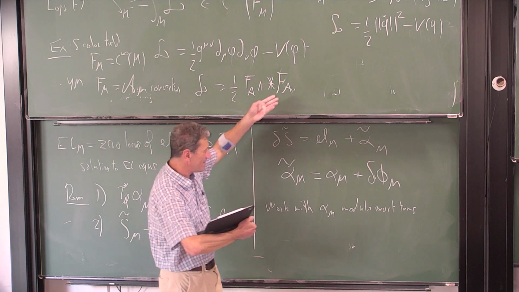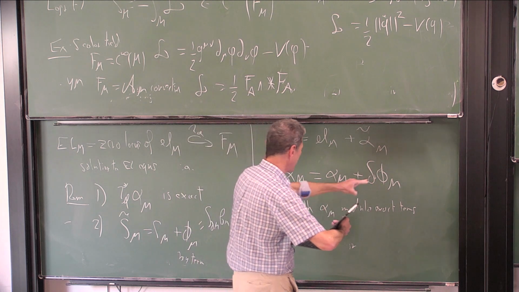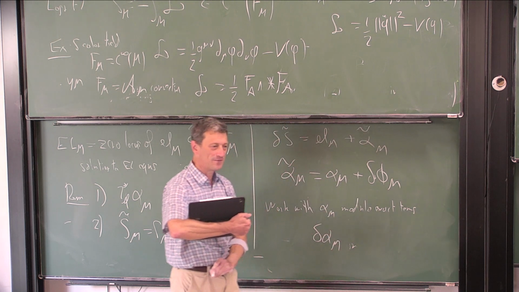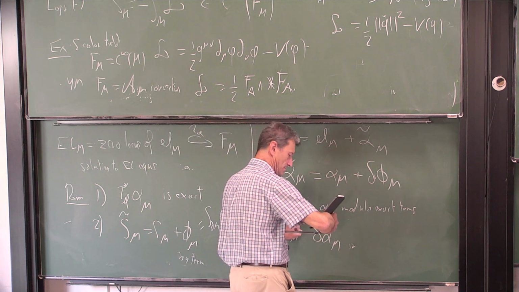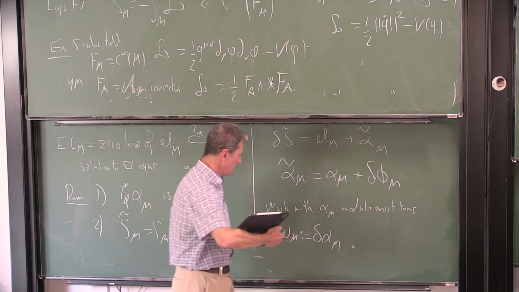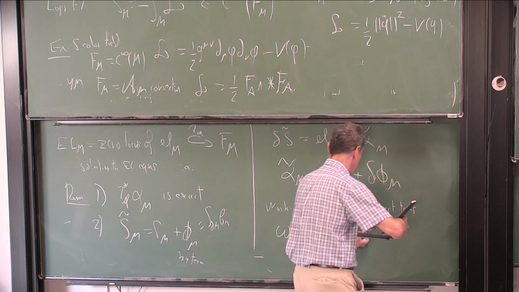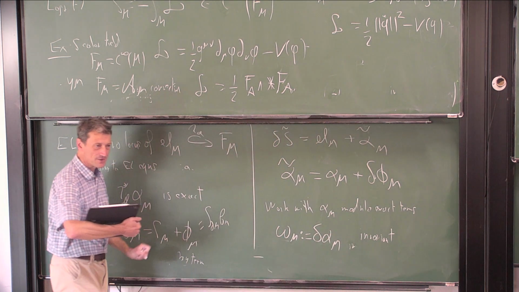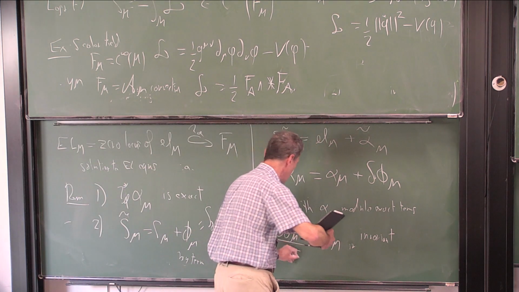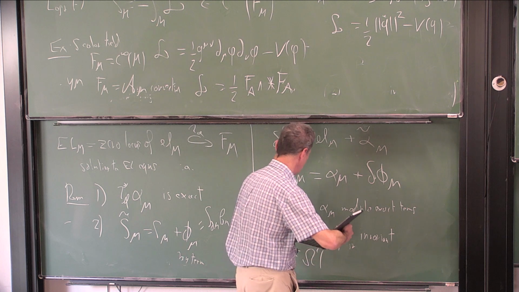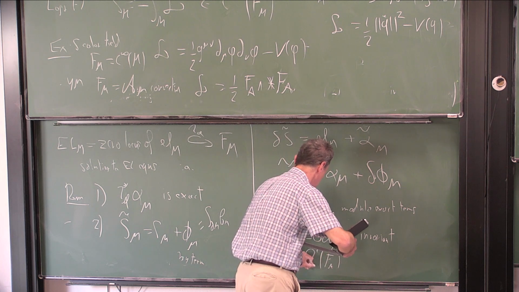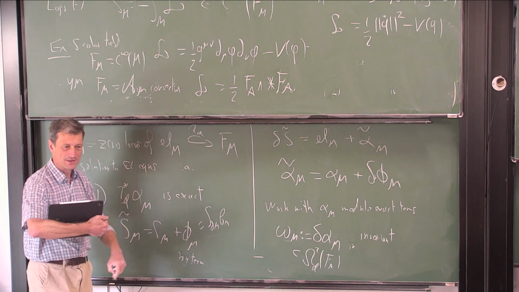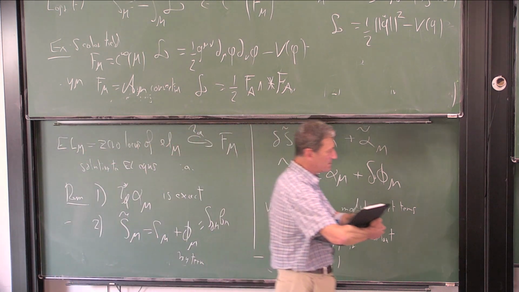And one obvious way to get rid of the exact terms is to consider the variation of alpha m, which we will call omega m. And so this is now invariant under these operations. Okay, so now this is a two form on the space of fields. It's closed because it is exact, and is invariant under changing the boundary terms in the action. So this is a bit more physical.